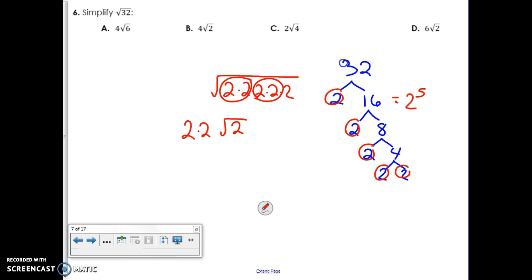So we multiply 2 times 2, which is 4, and the other 2 is times the square root of 2. It stays on the inside. It would be letter B. And let me show you just one other method here.